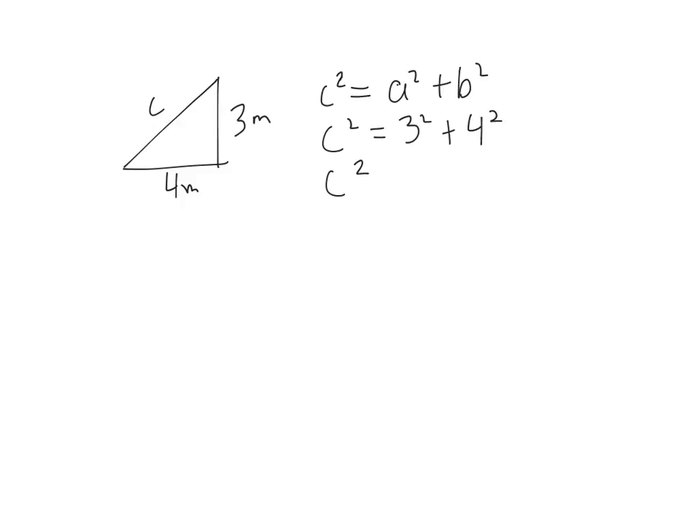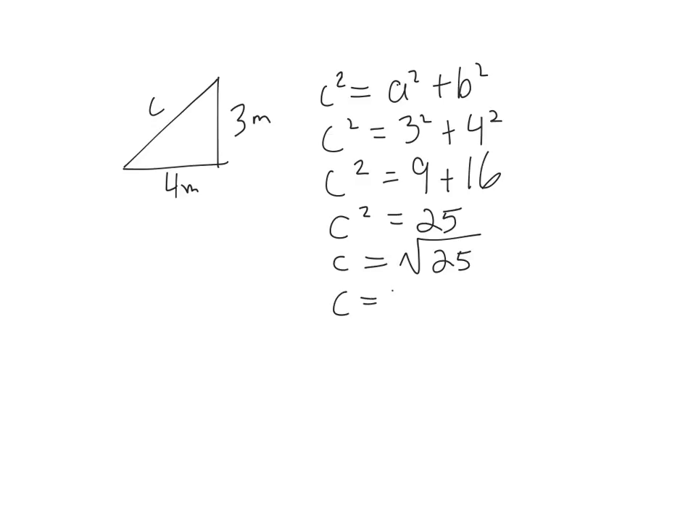And then, because we substituted in 3 for a and 4 for b, we have to square 3 now, we get 9. And 4 squared, we get 16. And we write there our next line, c squared equals 25. And then we have to square root both sides. So if we square root c squared, we get c. And now we have to square root 25, and that would mean c equals 5.